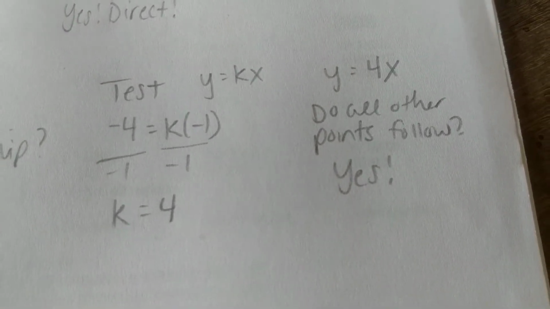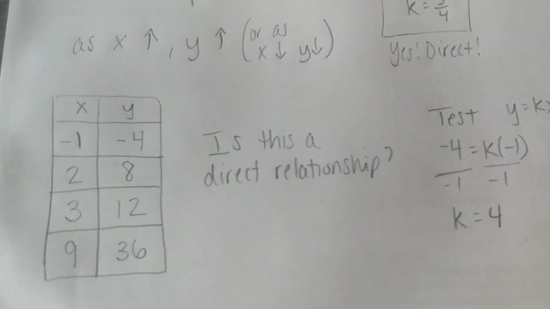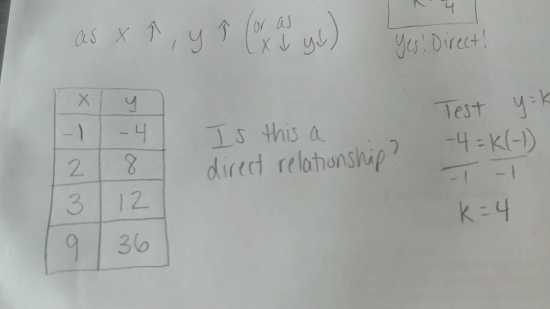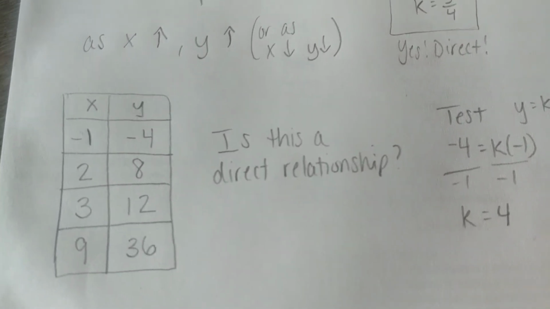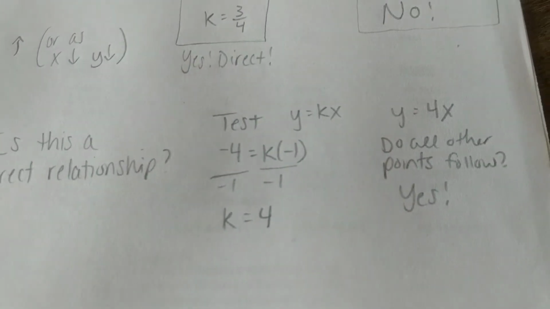Meaning that if you substitute in any of those points, so if we go back to here and say y equals 4 times 2, does that result in 8? Yes. Y equals 3 times 4, or 4 times 3, which results in 12. So yes, this is an example of direct variation.